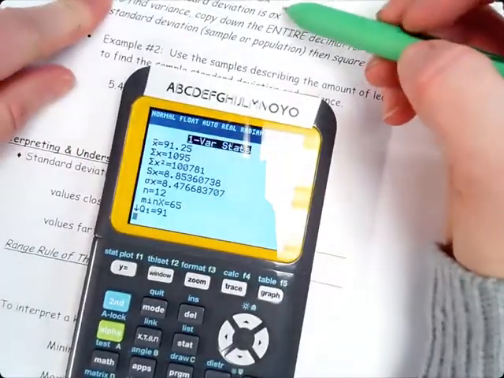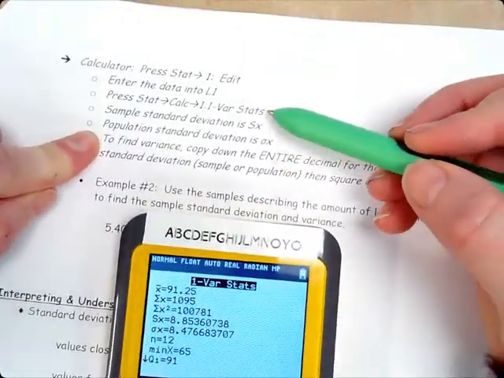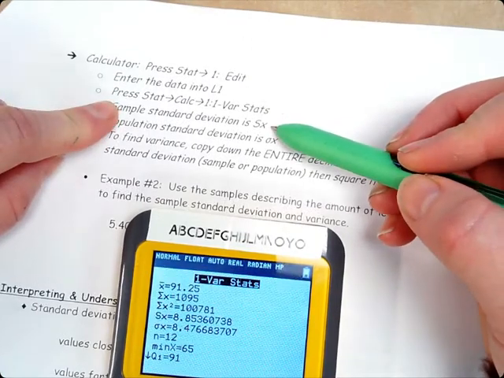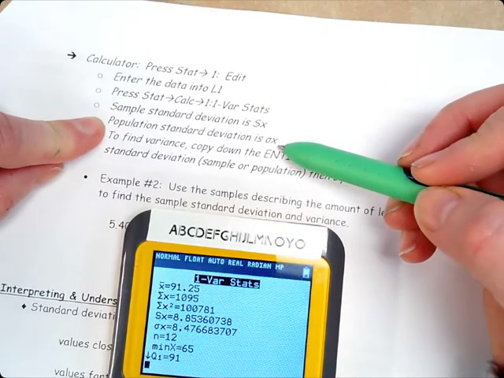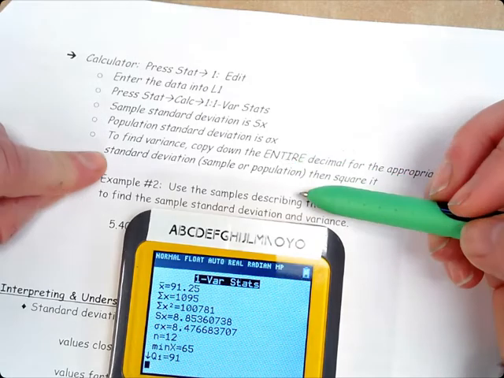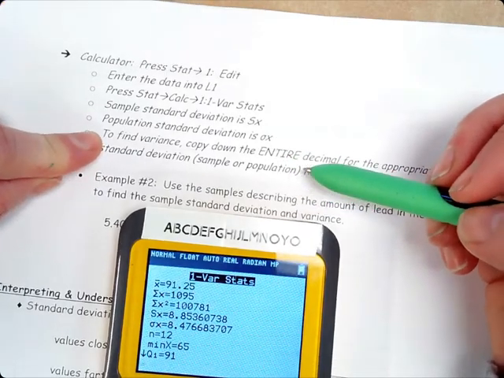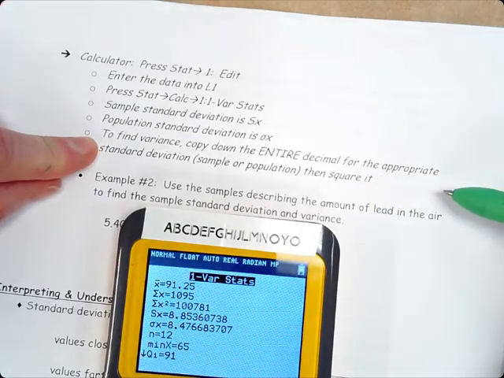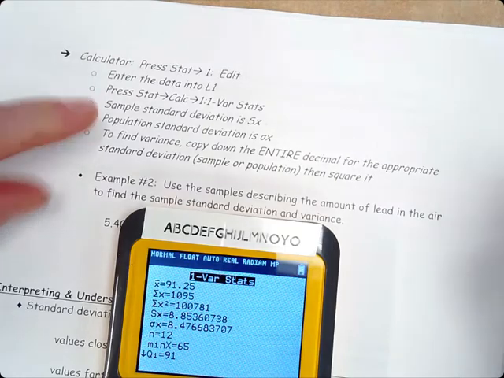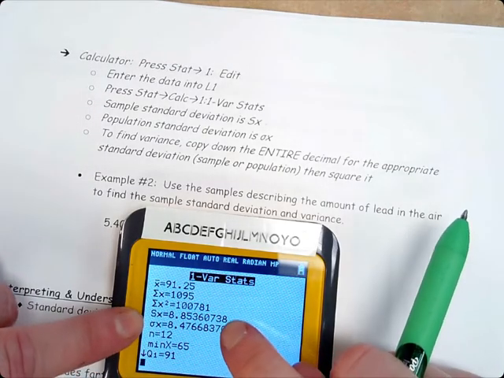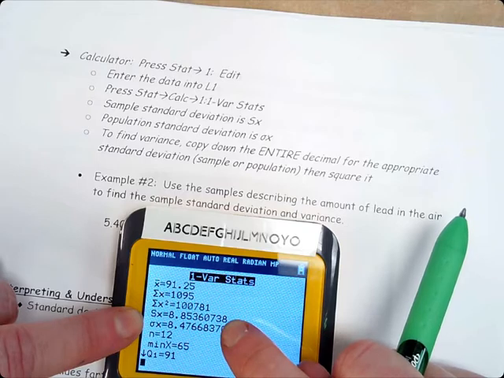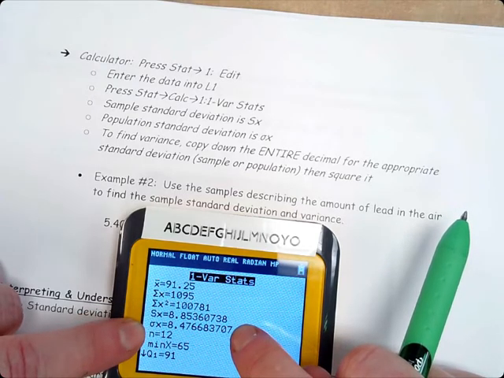So look at what it tells us. Same thing that I just said. Sample standard deviation is the S of x. Sigma x is your population standard deviation. To find your variance, copy down the entire decimal from the appropriate standard deviation, then square it. So that would be that number, 8.85360738, and square it. And that'll get your variance.